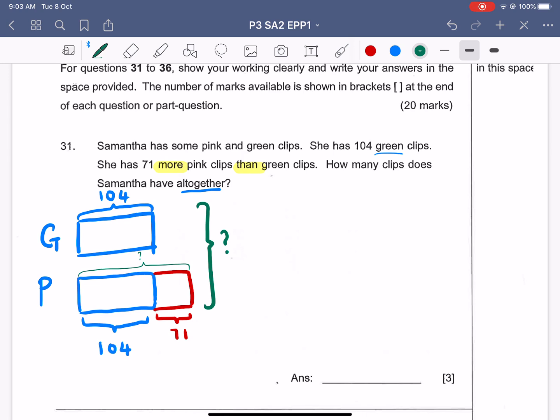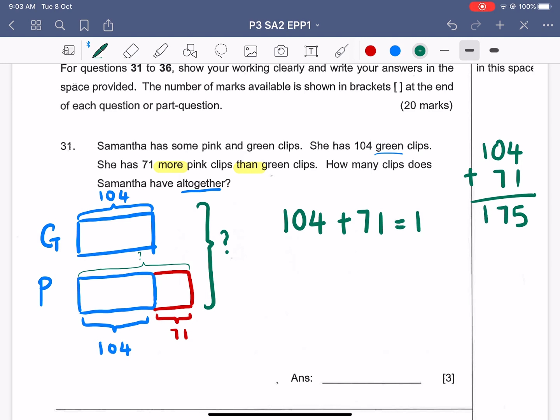How do we find that out? All we need to do is to add up 104 and 71. Okay, so I'm going to do some workings at the side to find out what that is. So this is a 5, this is a 7, and this is a 1. So I know that there are altogether 175 pink.